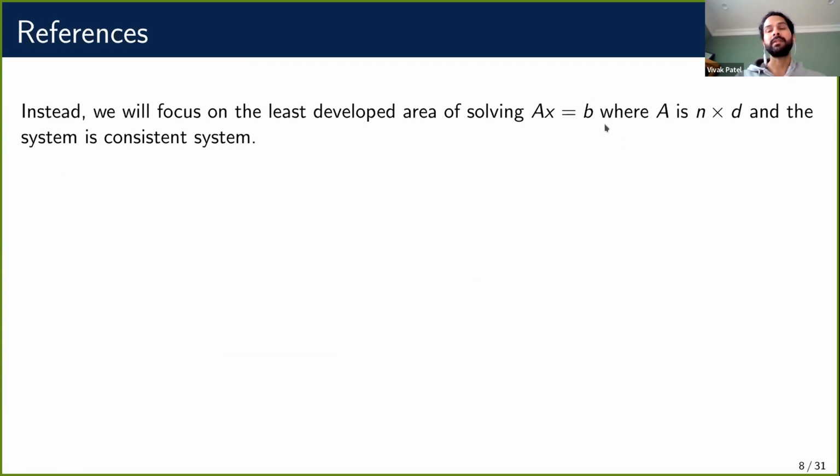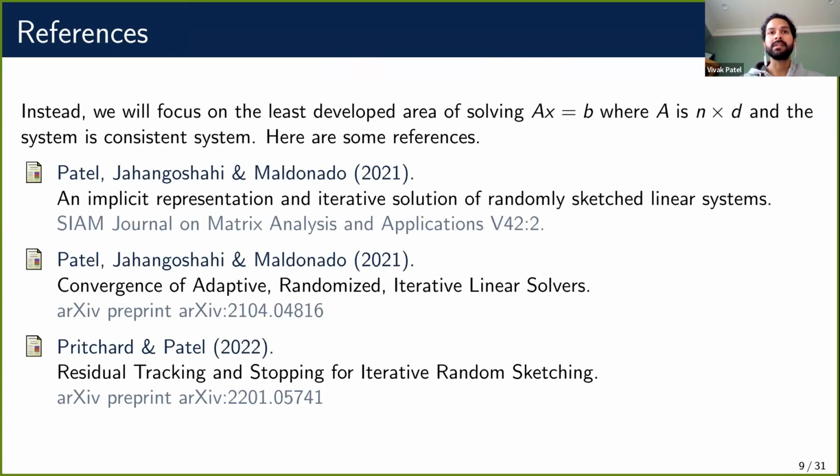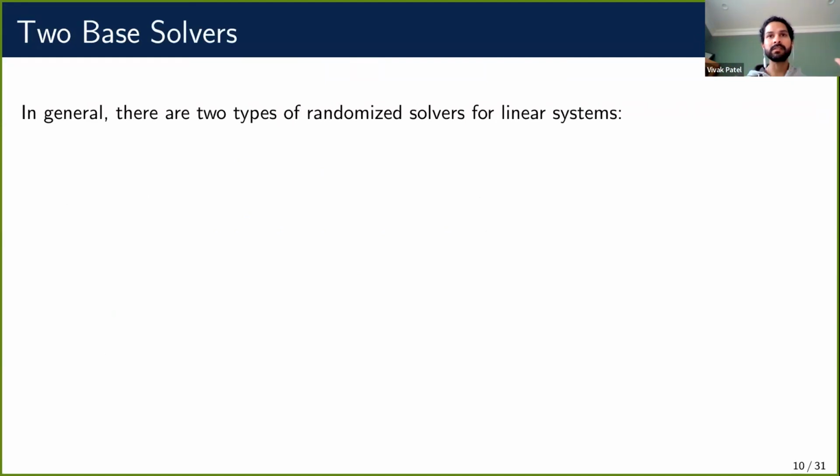So here we have a linear system Ax = b. A is an n by d matrix, and typically we're going to assume that it's consistent, okay? And here's a bunch of references. We have some work out in SIMAX, and some work under review in different places, but all of these deal with solving consistent linear systems, and we can get into it afterwards. Again, I want to keep my part of this brief so that we can move on to the more interesting stuff with Daniel.